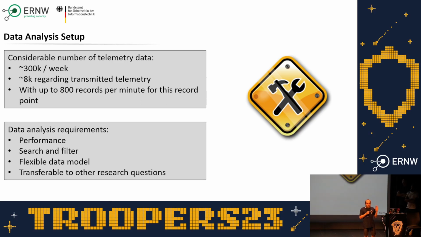As we already saw, a record has a lot of fields, and we want to search in the fields, and we don't know what telemetry data is transmitted, so we need to have a flexible model. What's also important for us is that we have a flexible approach that is transferable to other research questions. Because in the end, we are not only interested in telemetry data, but there are other questions that are important to us as well, and we want to reuse our infrastructure. So capture and analysis should be decoupled as much as possible, and using other capturing and analysis backends should work as well.